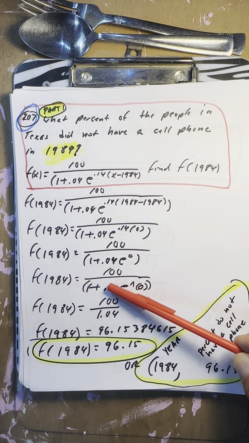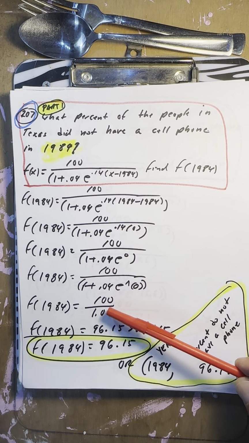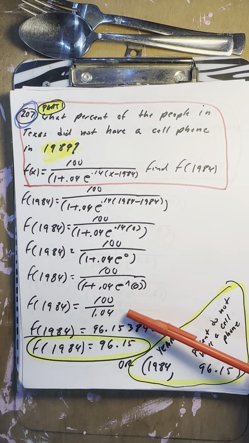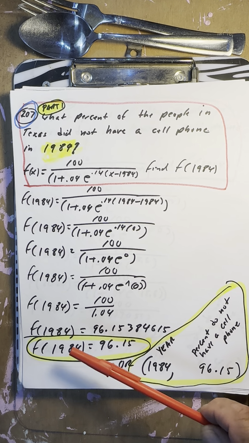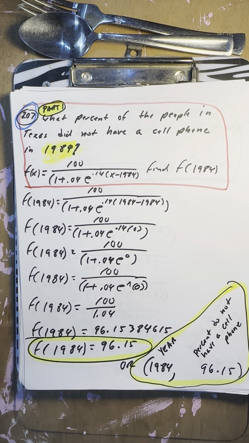Or you can do all this in the calculator. You do it on the calculator, you're going to get 1.04 into this. So 100 divided by this. So now, in the year 1984, 96.15, or in the year 1984, 96.15% of the people did not have a cell phone. They did not have a cell phone in 1984.